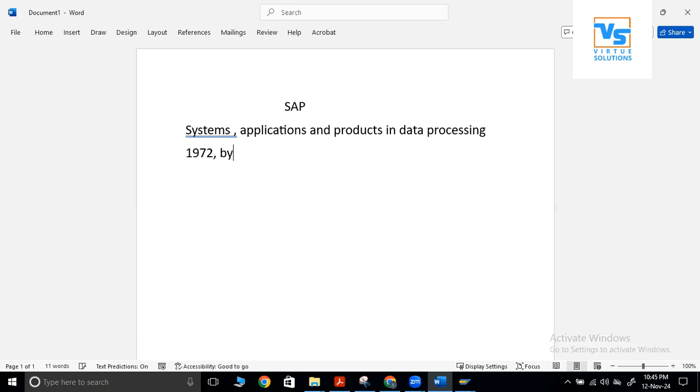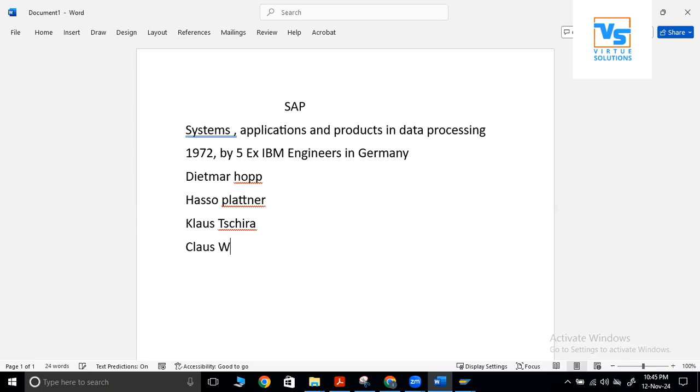It was launched in 1972 by five ex-IBM engineers in Germany. These engineers were Dietmar Hopp, Hasso Plattner, Klaus Tschira, Claus Wellenreuther, and Hans-Werner Hector. These five members introduced SAP in 1972.